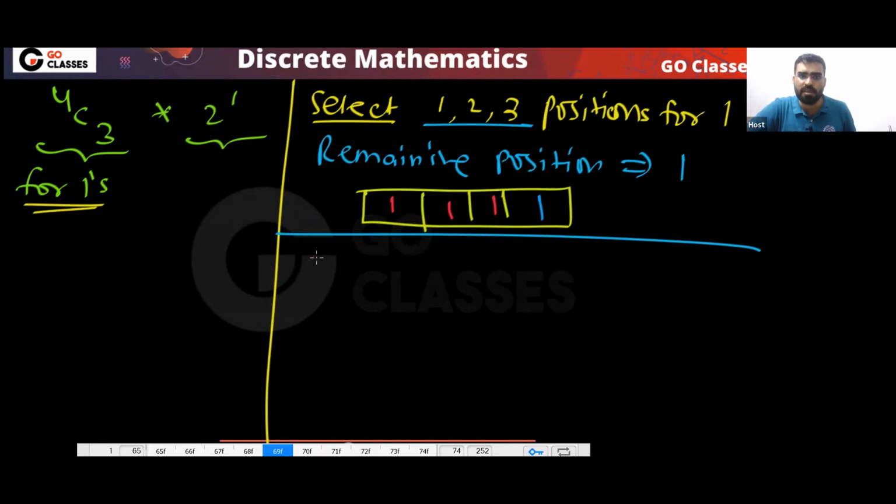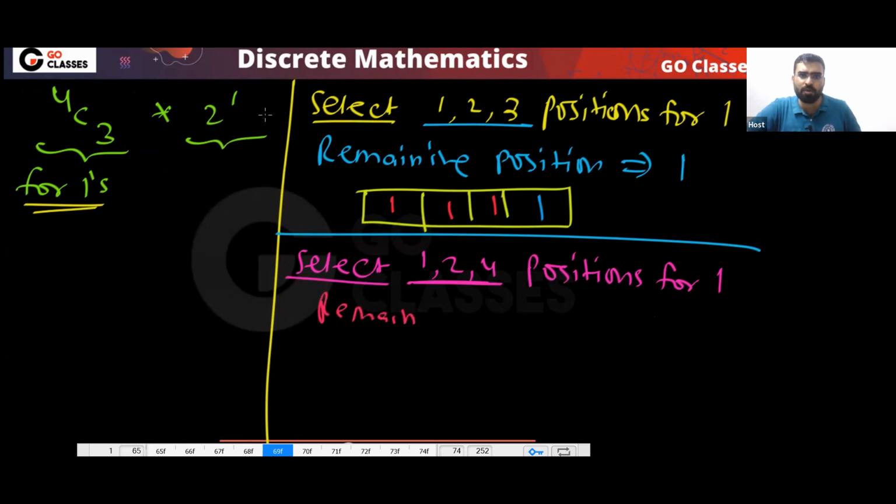How will you get it? If you are selecting 3 positions, can you select the 1 to 4 positions for 1? You are selecting 3 positions for 1, right? Yes. And in the remaining position anything can go. So let me allow 1. So 1 also can go.